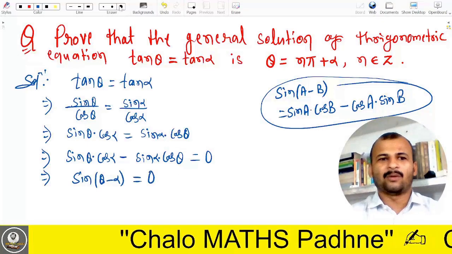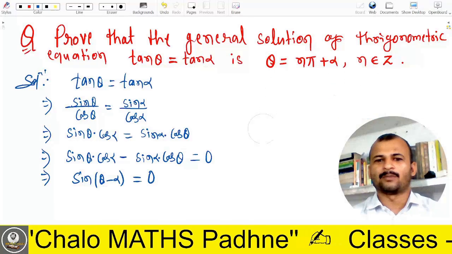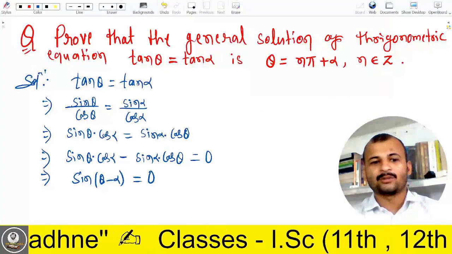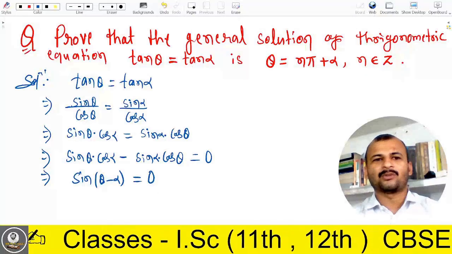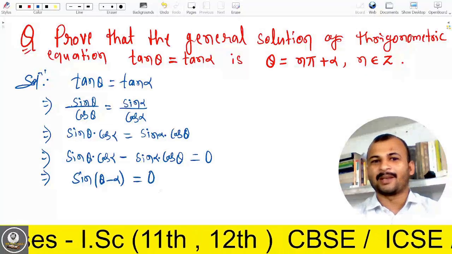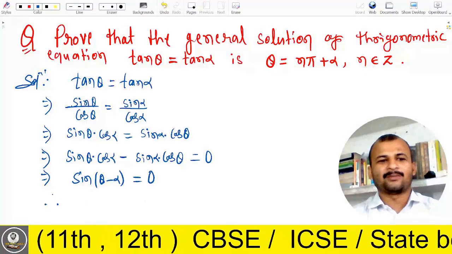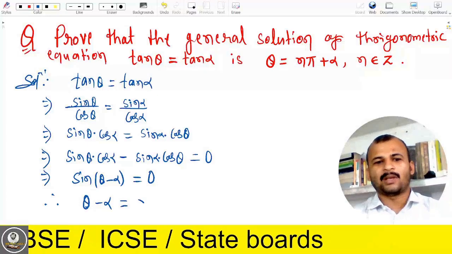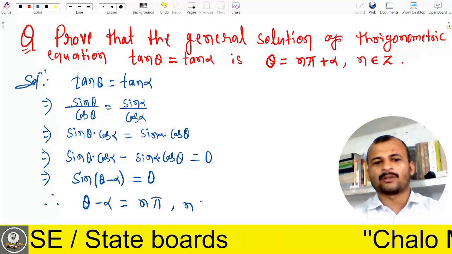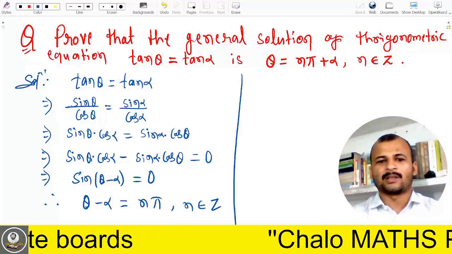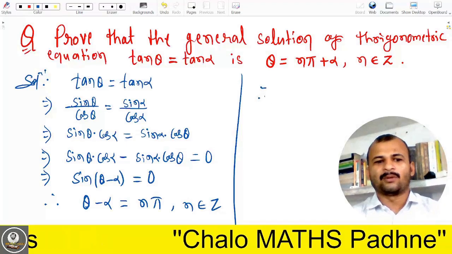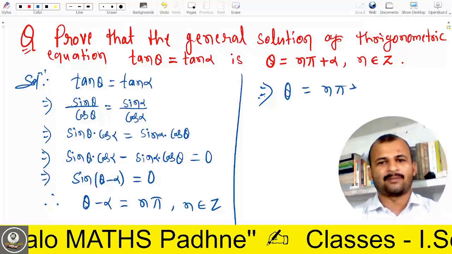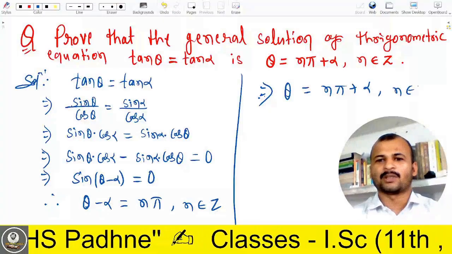Okay. Now we know that if sine theta equals 0, then its general solution is theta equal to n pi, where n belongs to Z. Therefore, we can write theta minus alpha equals n pi, where n belongs to Z. Right. Therefore, theta must be equal to n pi plus alpha, where n belongs to Z.